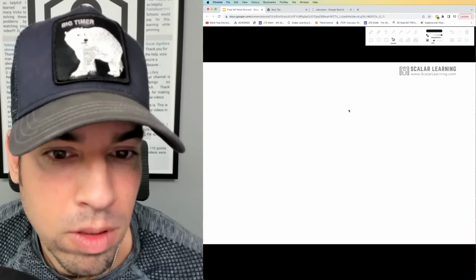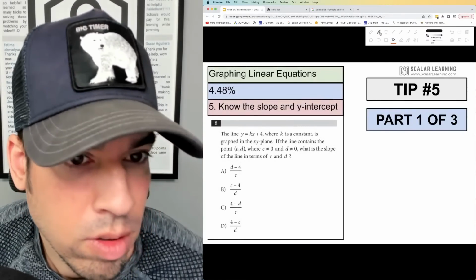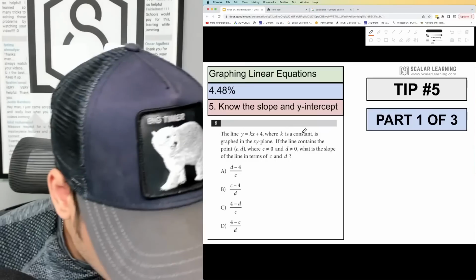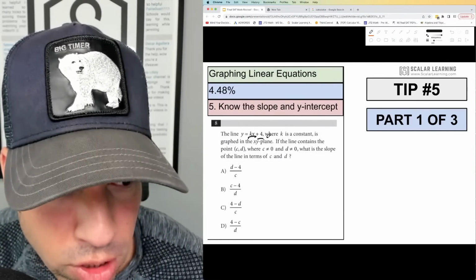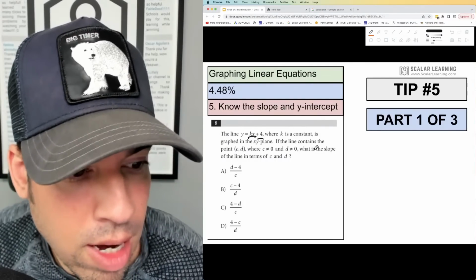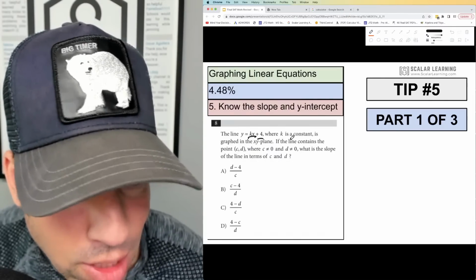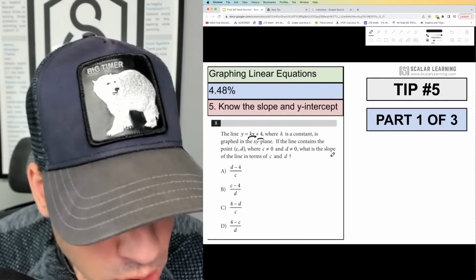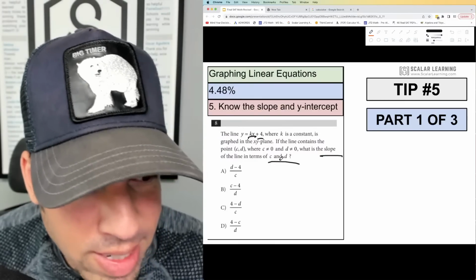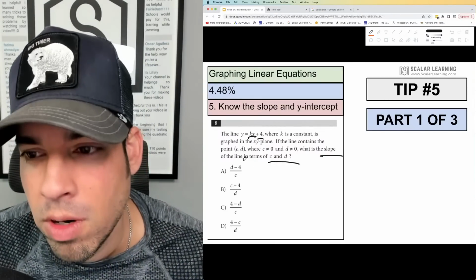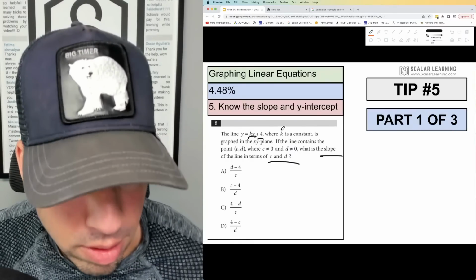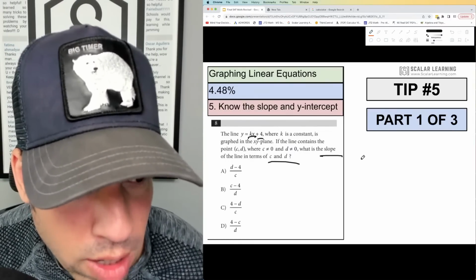All right, number 5. Know the slope and the y-intercept. And again, slope is k, y-intercept is 4. Now, in this question, you're trying to solve for k. What is the slope, but in terms of C and D? And they said C and D is a point, an xy coordinate. So when in doubt, plug in, right? C is an x value, D is a y value.